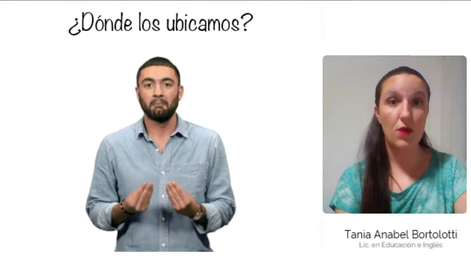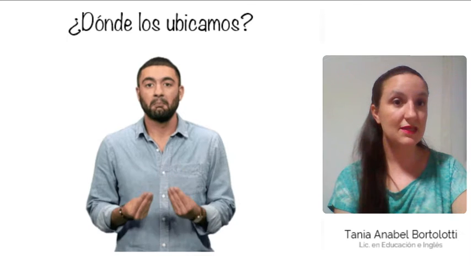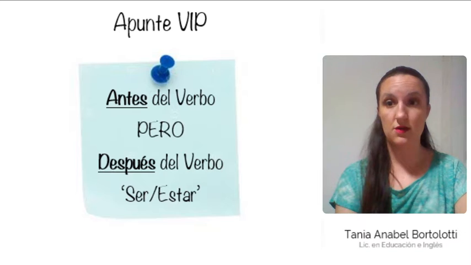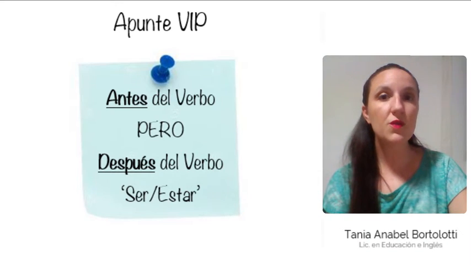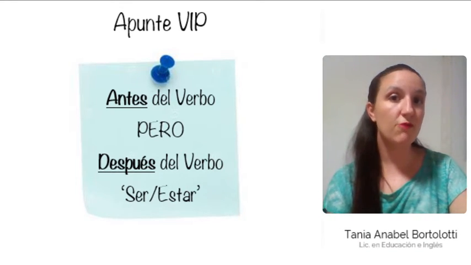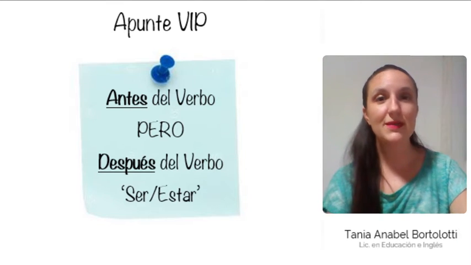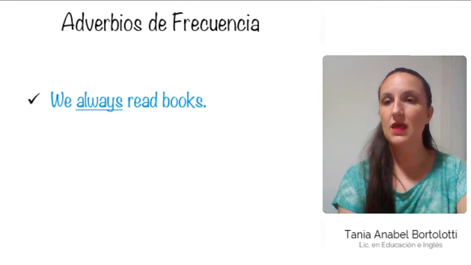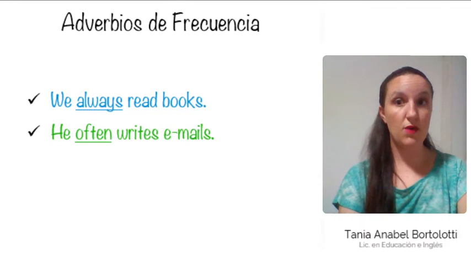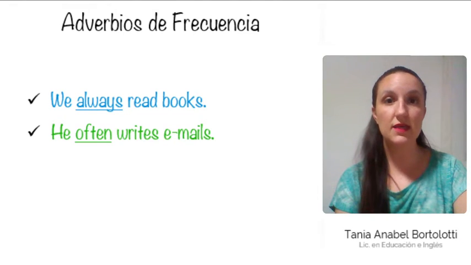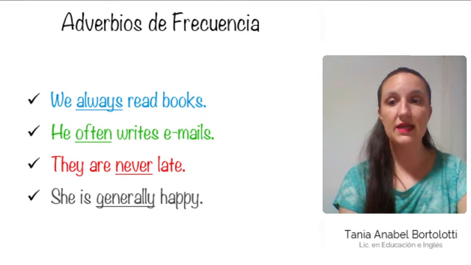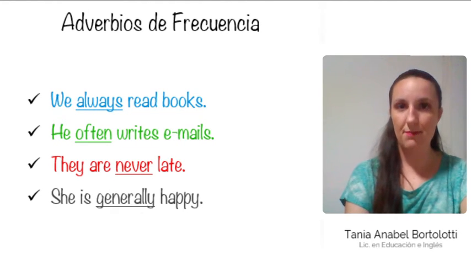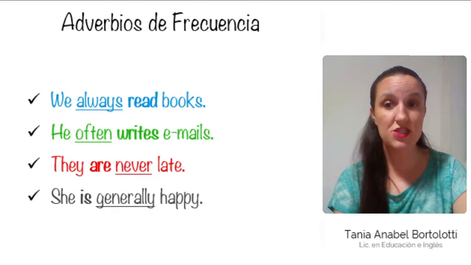Now, a big question. Where do we place them in a sentence? This is another VIP note that we need to consider. These adverbs of frequency are always used before the main verb, but after the verb to be. Let's see. We always read books. He often writes emails. They are never late. She is generally happy.